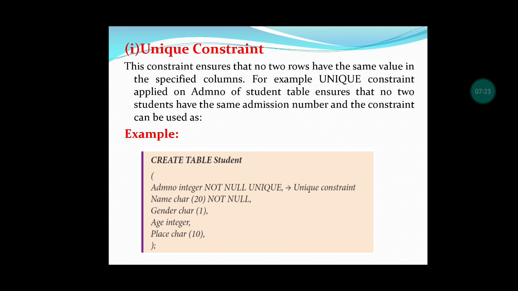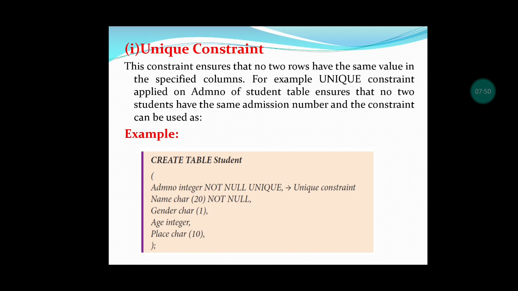Here is an example given for that. Admission number, integer, not null, unique. It should not be null. Not null means it should not be empty, and unique means one number is given for a particular student. Next, name, as usual, character of 20 is given, not null. It is also not null, it should not be empty. And gender, age and place are given as usual.